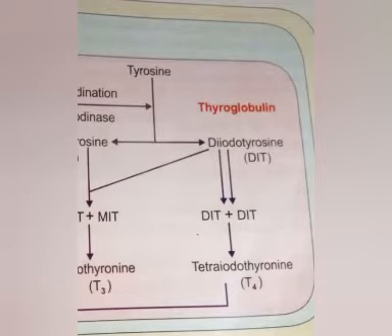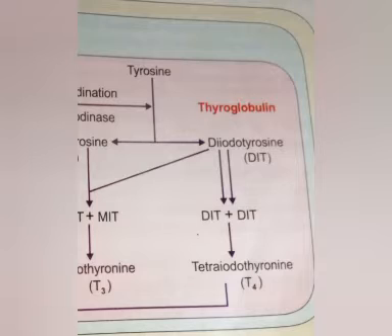Now we move to the next portion, the synthesis of thyroid hormone. Here you can see the thyroglobulin. The follicular cells secrete the colloidal substance which fills the follicular cavity, called thyroglobulin.